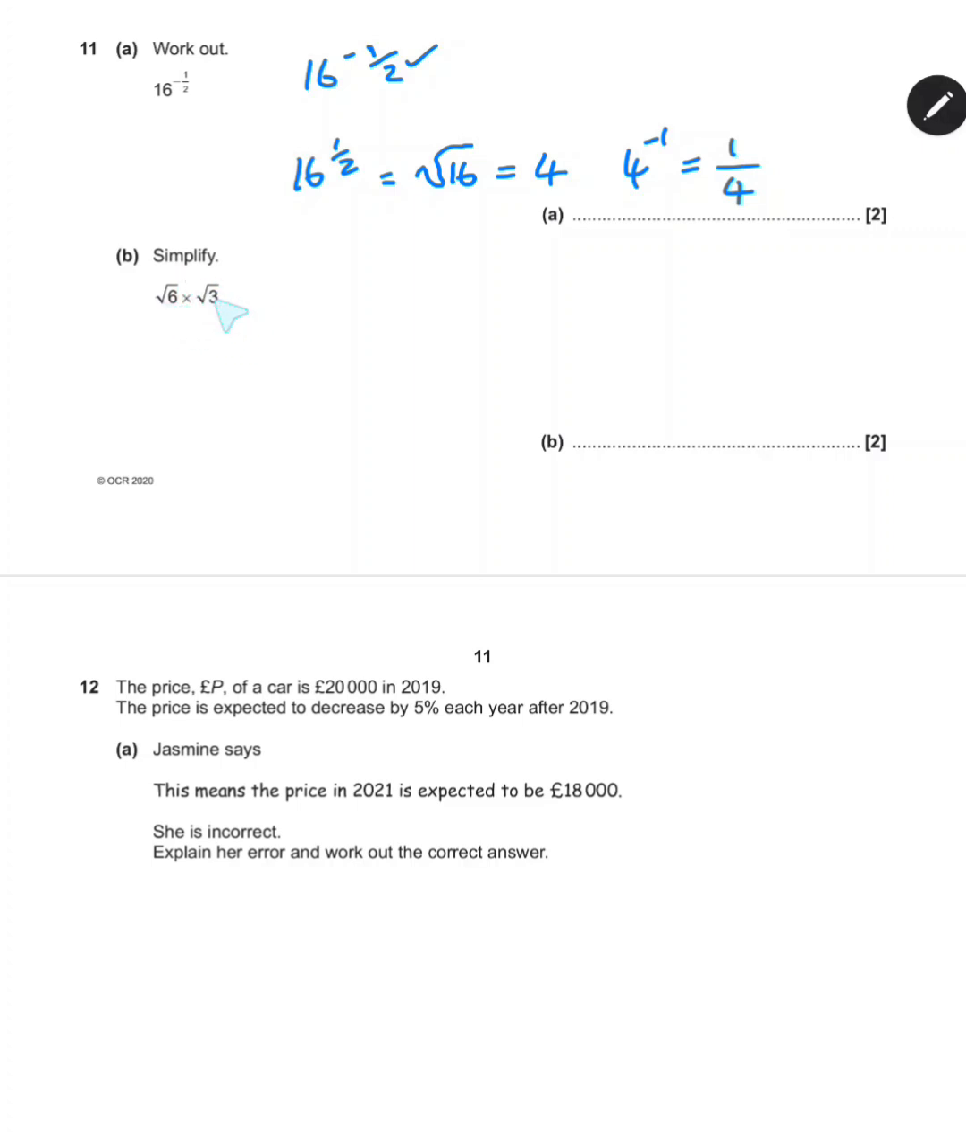Simplifying root 6 times root 3. Well, 6 3s are 18. So root 18 is where you would start with this. We can simplify this further because root 18 is root 9 times root 2. 9 2s are 18. And the square root of 9 is 3. So rather than root 9 root 2, you've got 3 root 2.